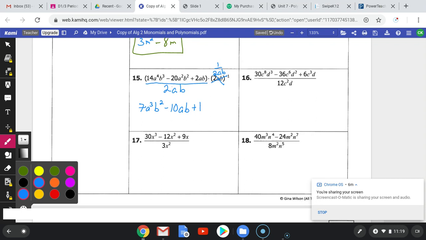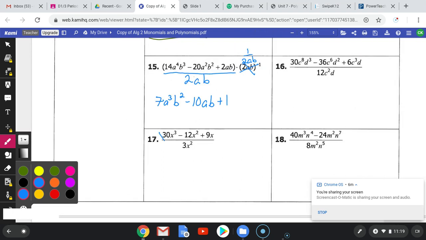Next one here. Let's look at 17. Again, I go through all the different terms. 30x cubed divided by 3x squared. 30 divided by 3 is 10. X cubed divided by x squared is x. Next one, negative 12x squared divided by 3x squared. Negative 12 divided by 3 is negative 4. And x squared divided by x squared cancel each other out, so I'm left with just 1. So it's just the minus 4. And then I do the next one, 9x divided by 3x squared. Well, 9 divided by 3 is 3.